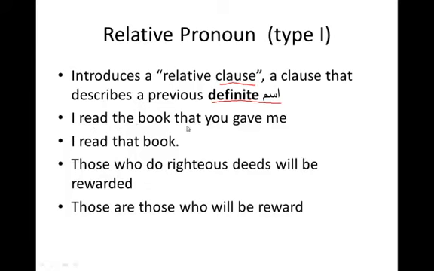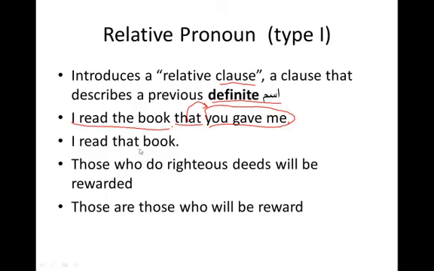I read the book that you gave me. This is a relative pronoun. Why? Because you gave me is a full sentence, right? It has a subject, verb, object. Everything is fine with that sentence. But it's part of another sentence, and this you gave me describes the book. You could have stopped here. I read the book, period. But you wanted to describe which book? You use a relative pronoun, that, because of the full sentence. I read the book that you gave me.